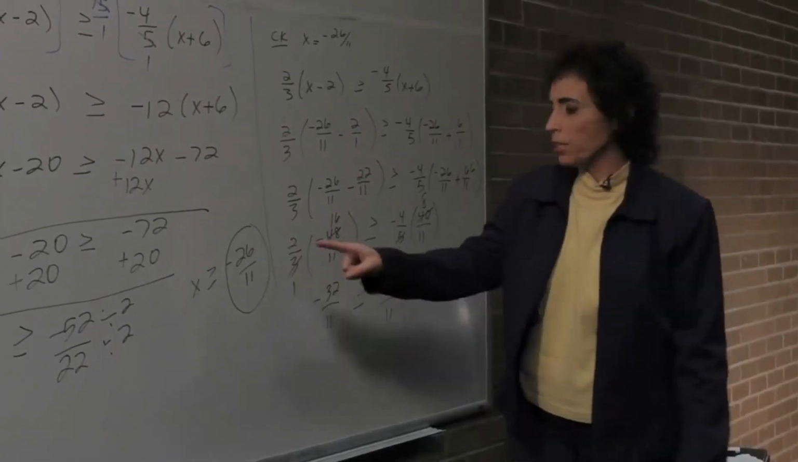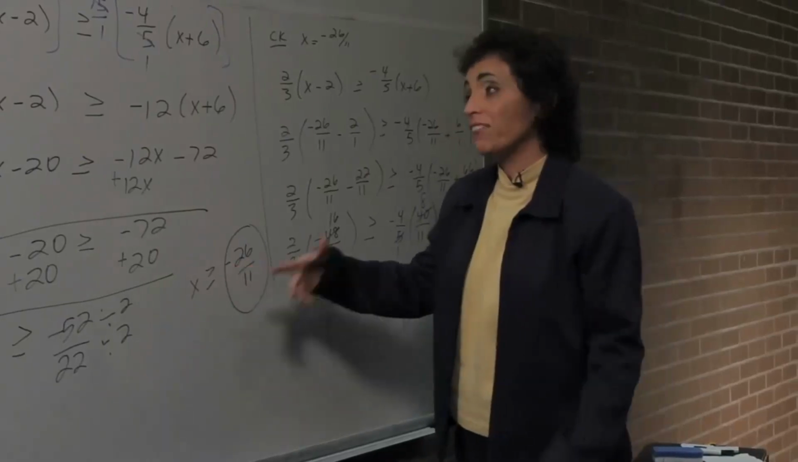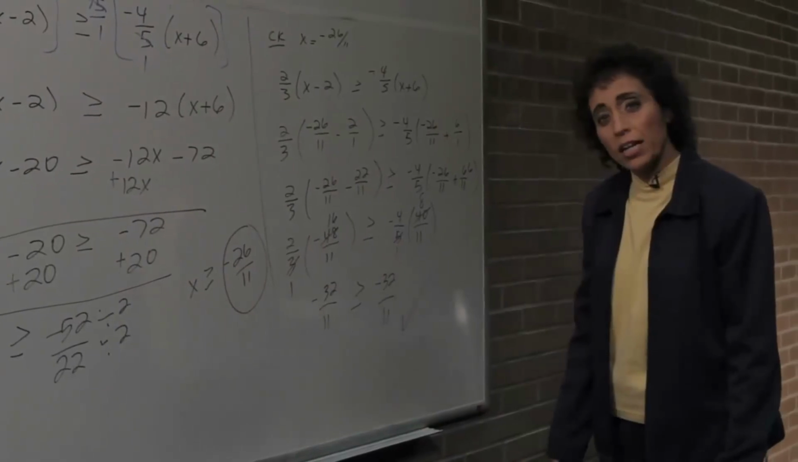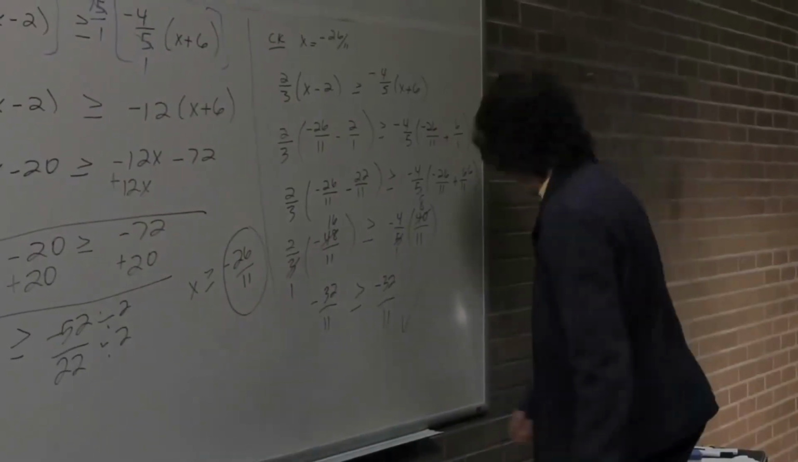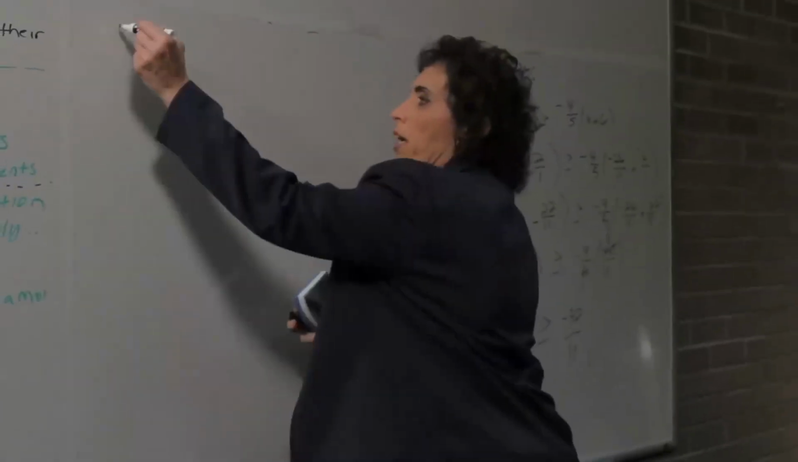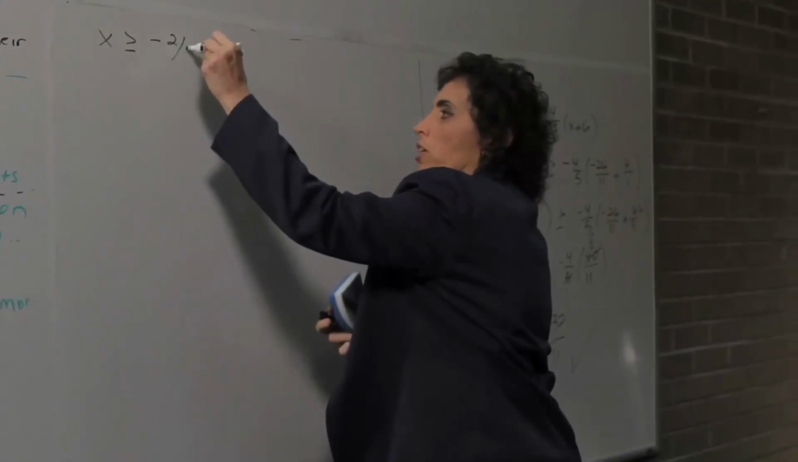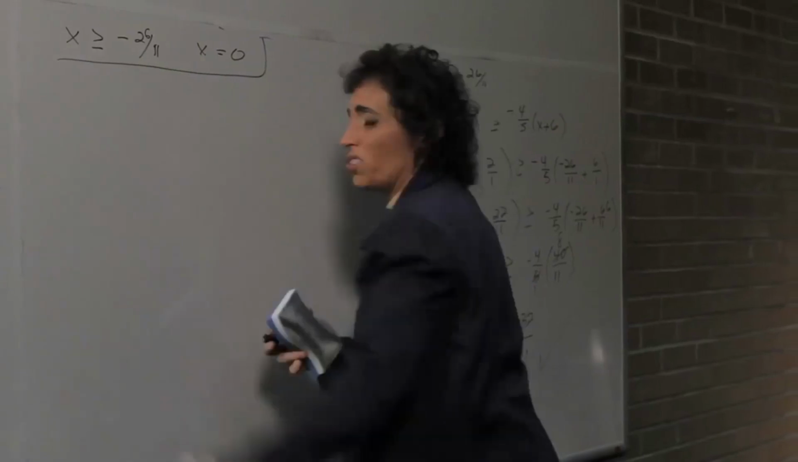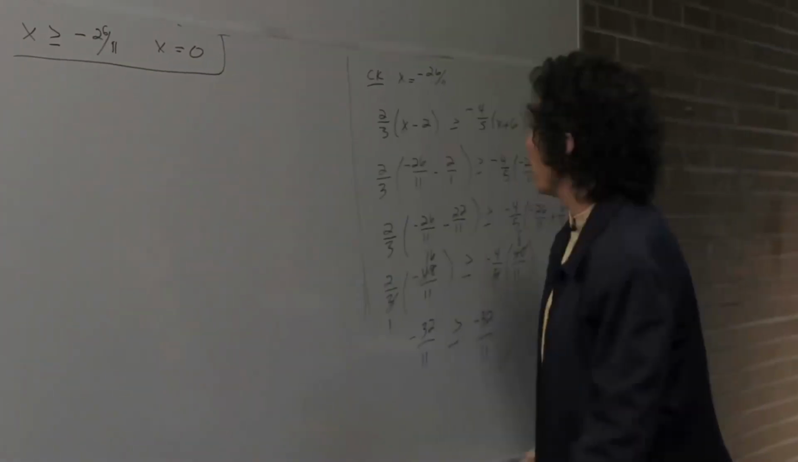Okay, so we want a number that's greater than this negative. Pick 0. 0's easy. So now I'm going to check this for 0. You ready? Here we go. I'm feeling it. Are you feeling it? All right. So now we need a number. X has to be greater than or equal to negative 26/11, and I'm picking 0. Why? Because 0's easy. That's why. Don't be silly.